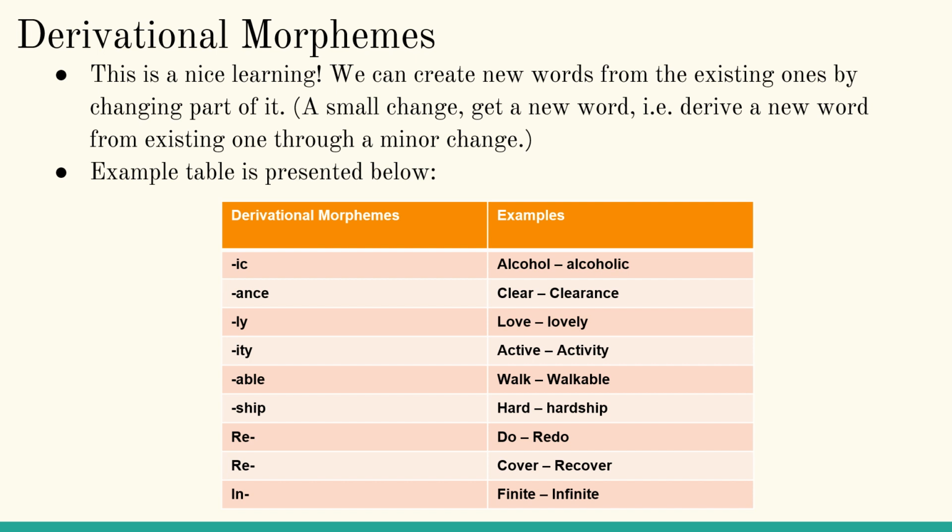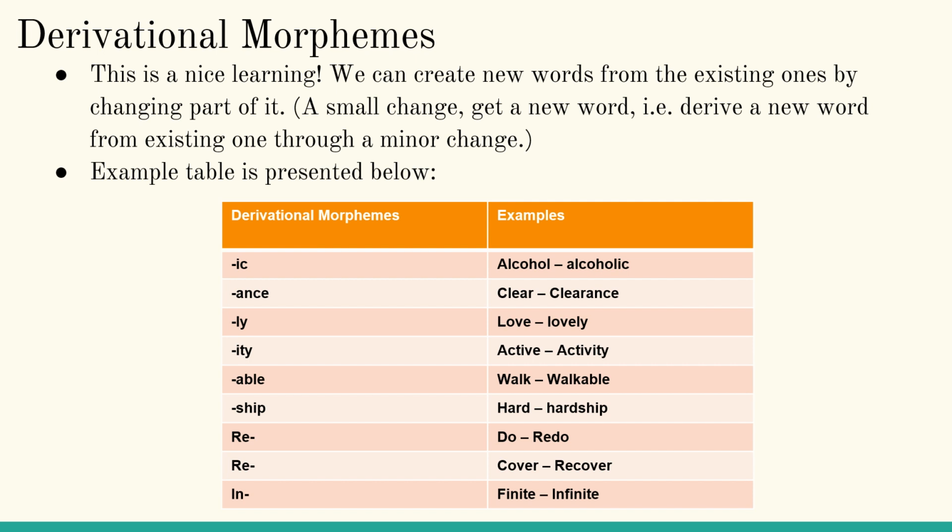If I add IC to alcohol, it becomes alcoholic. If I add ANCE to clear, it becomes clearance. If I add LY, love becomes lovely. Active becomes activity by adding ITY. Walk becomes walkable by adding ABLE. Hard becomes hardship. Do becomes redo. Cover becomes recover. Finite becomes infinite.